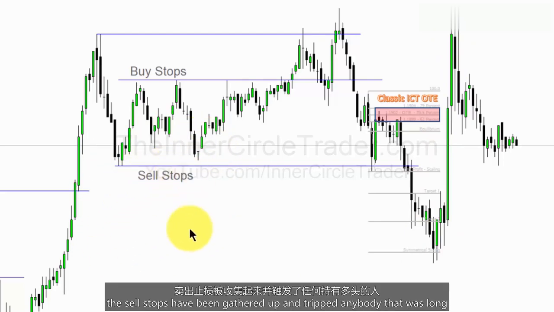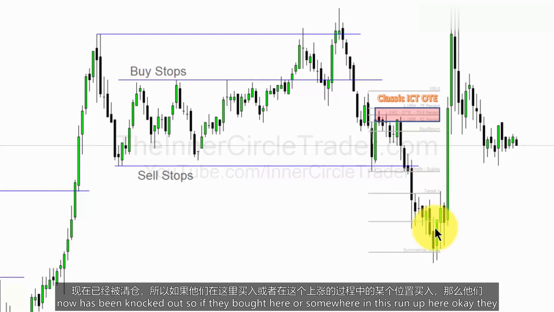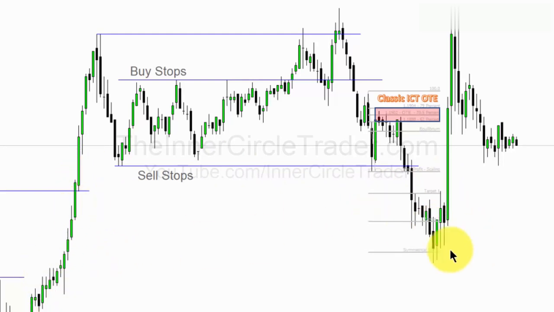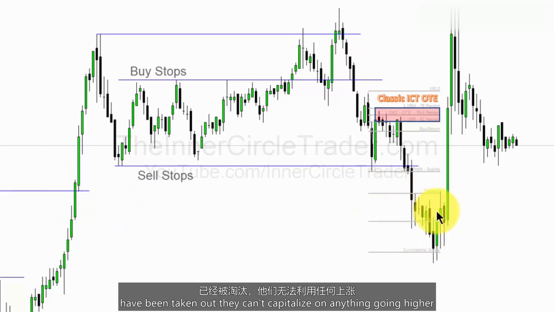In other words, after the sell stops have been gathered up and tripped, anybody that was long has now been knocked out. So if they bought here or somewhere in this run up here, they have been taken out. They can't capitalize on anything going higher.